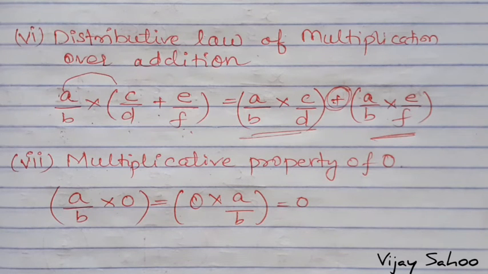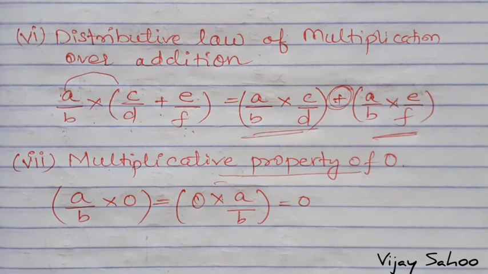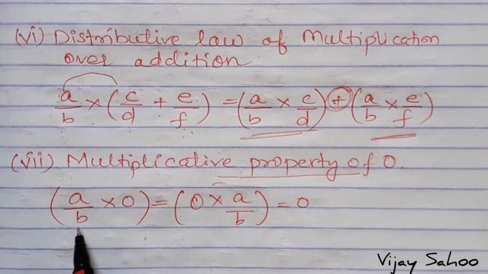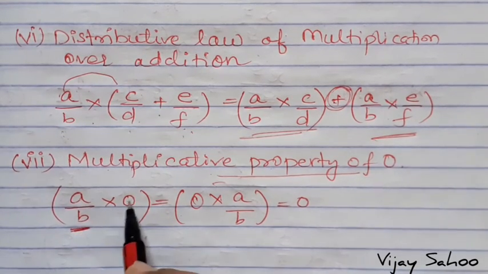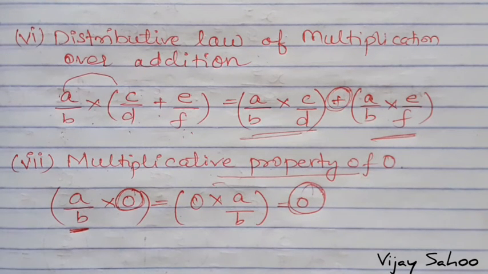Now next is the multiplicative property of 0. The last property, that is the seventh one. What is given here? Every rational number multiplied with 0 will always give 0. So if I take any rational number and multiply it by 0, what will be the answer? Always it will be 0. So this is what the properties of multiplication of rational numbers are.